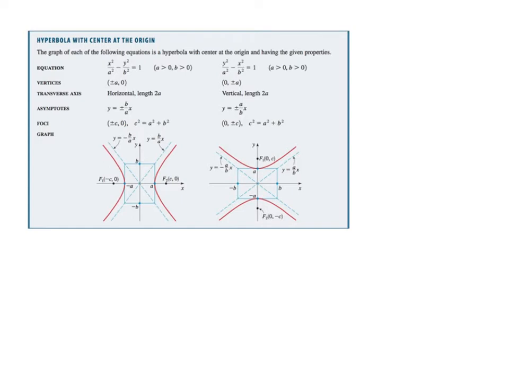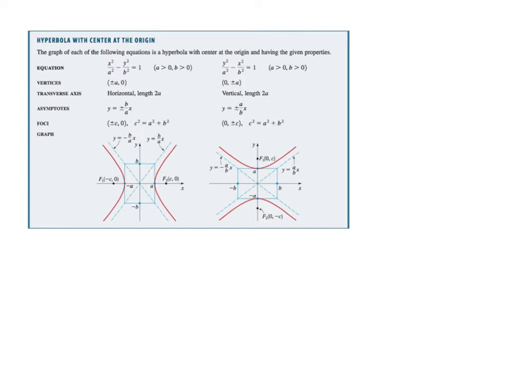Now there's just a little bit more I want to talk about regarding these, and then in the next lesson we're actually going to go through and sketch the graphs of some hyperbolas, given equations with actual numbers for a and b. But I want to talk about two pieces. One of them is the asymptotes.